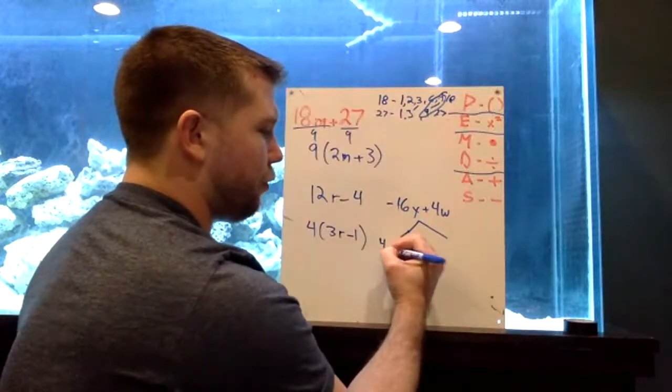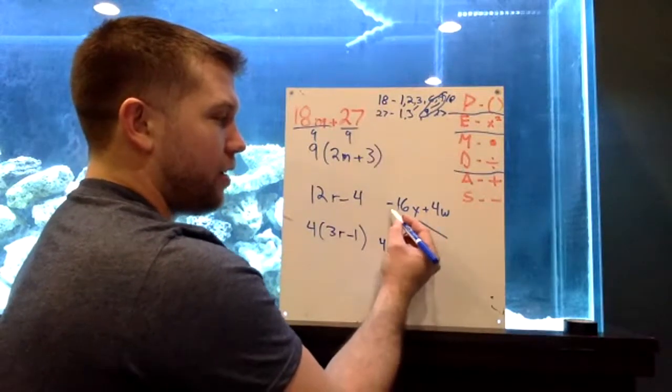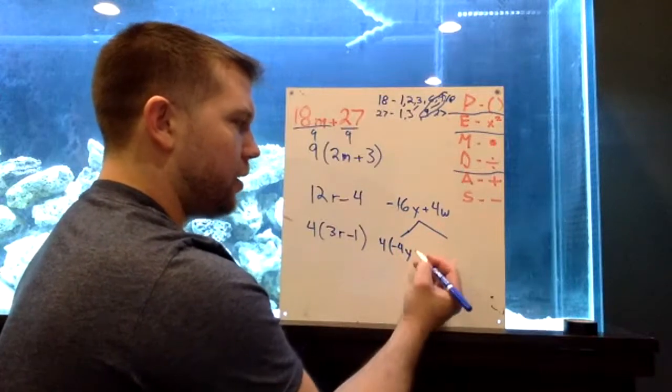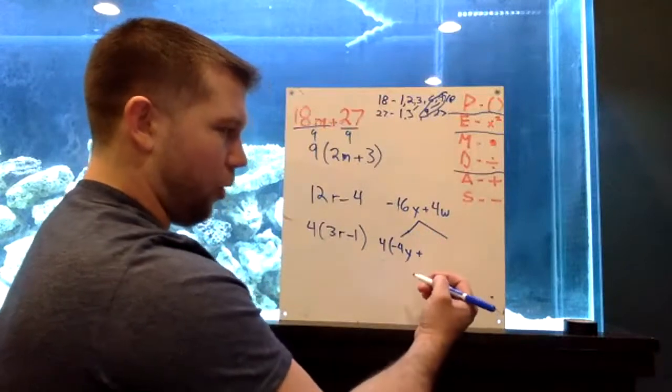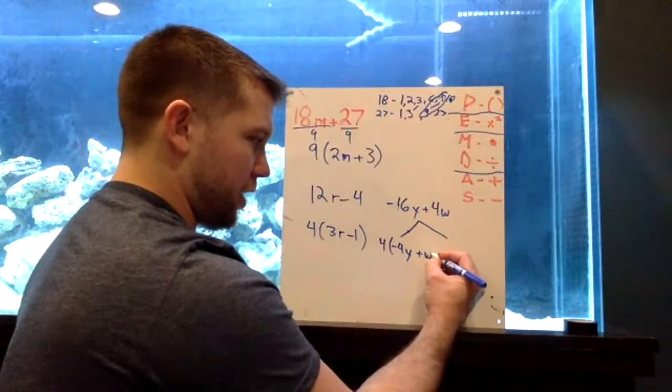So I can take a positive 4 out, and that leaves me, if I divide both of these by 4, negative 16 divided by positive 4 is negative 4. Bring the y. Okay, and then a positive 4w divided by 4. 4 divided by 4 is 1. 1 times w is w, so I can just leave this as a w.